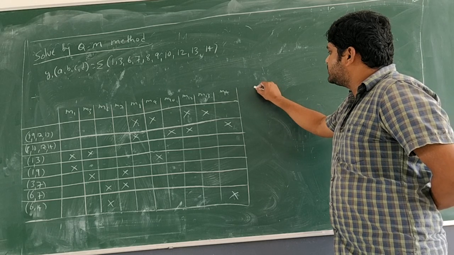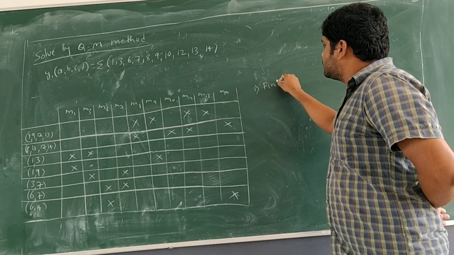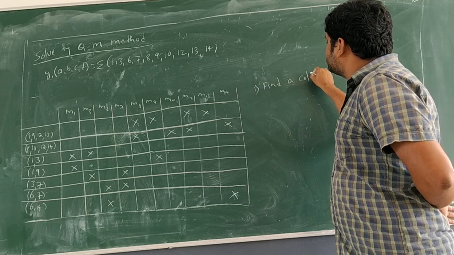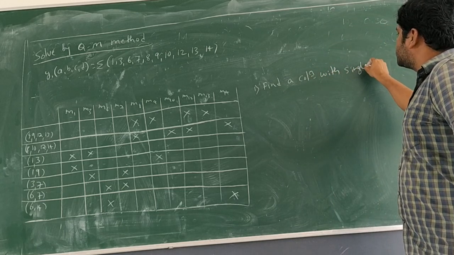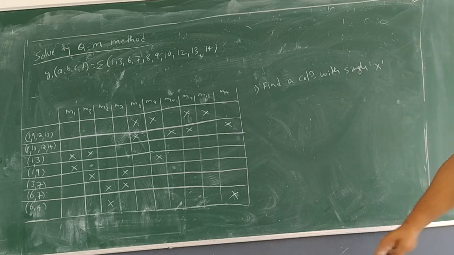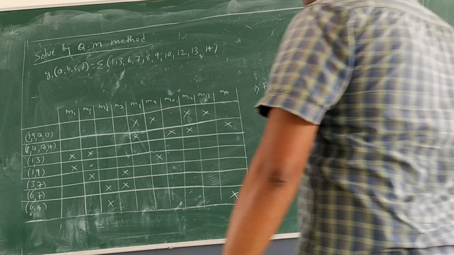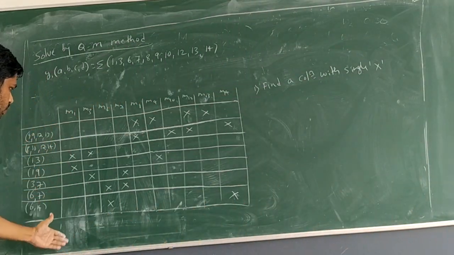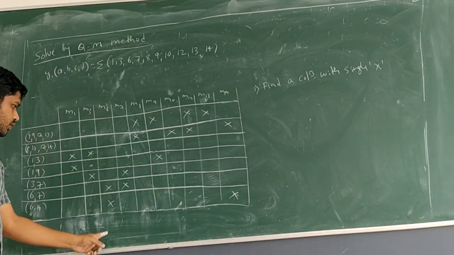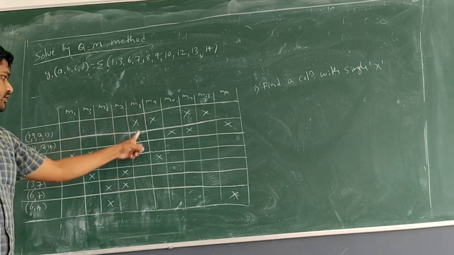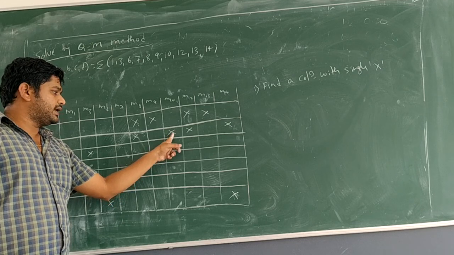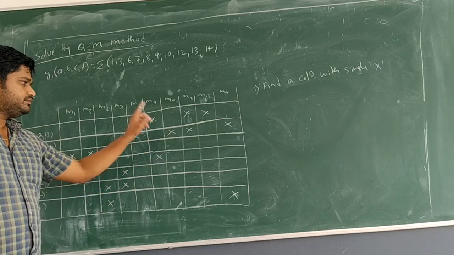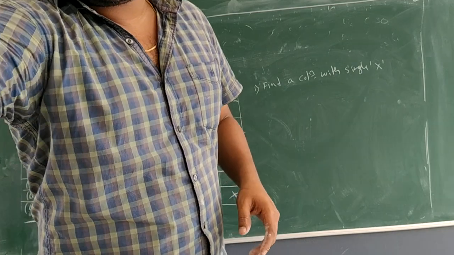Now, step number 1. Find a column with the single X. See now, how many X here? 2X, 2X, 2X, 2X, 2X, 2X. Here is a 1X. First 1X. So now I will give analysis.